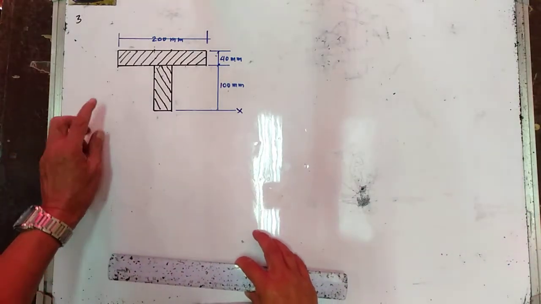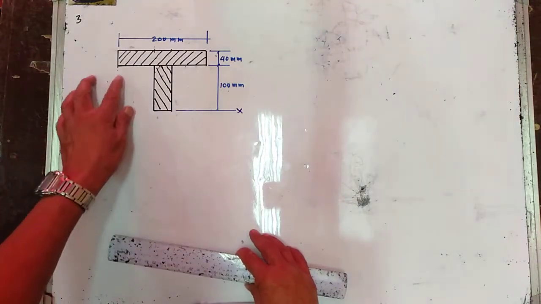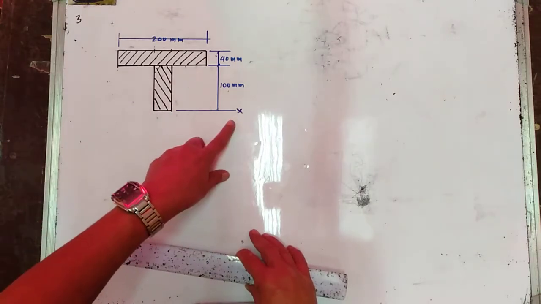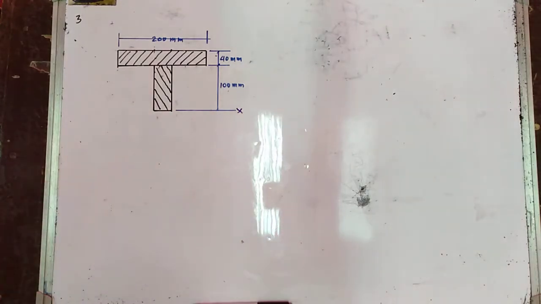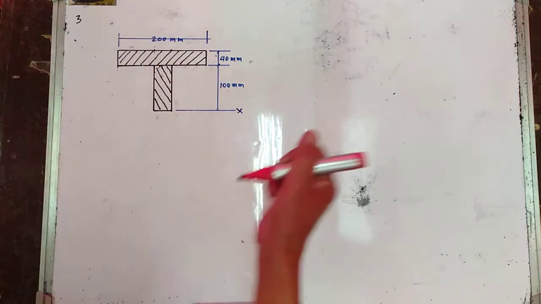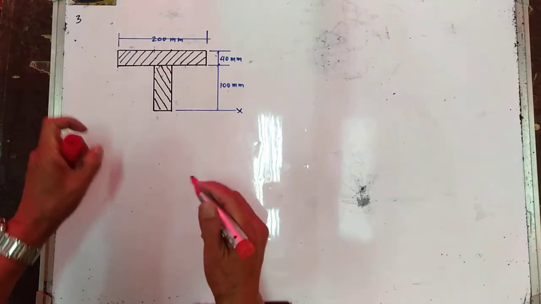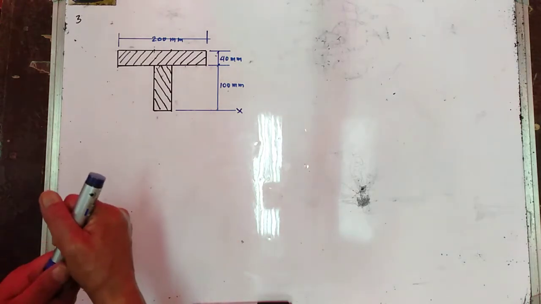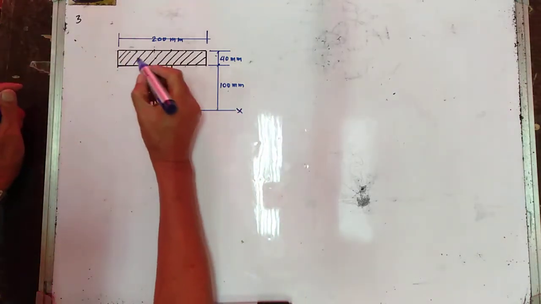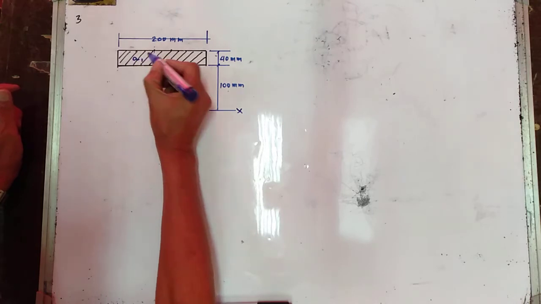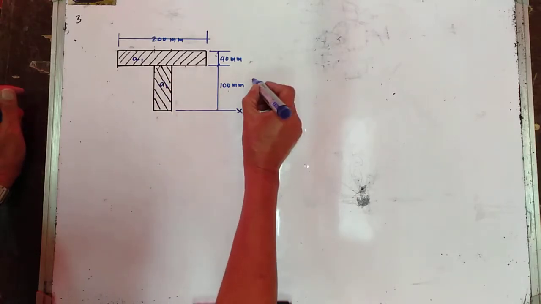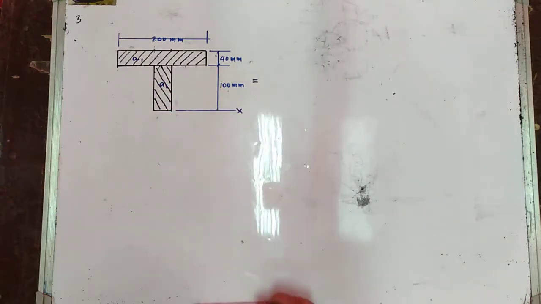Next, let's try to locate the centroid of the given beam cross-section with respect to the x-axis. So let us try to divide this into two areas. So we have two rectangular areas. This is a composite figure because it consists of more than one common geometric figure. In this case, let us consider that this is your area 1 and this one in here is your area 2.